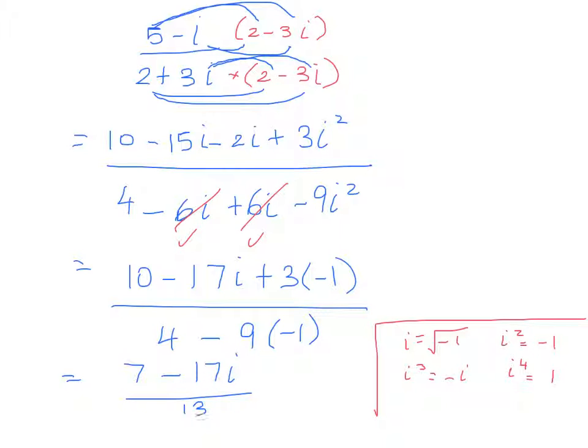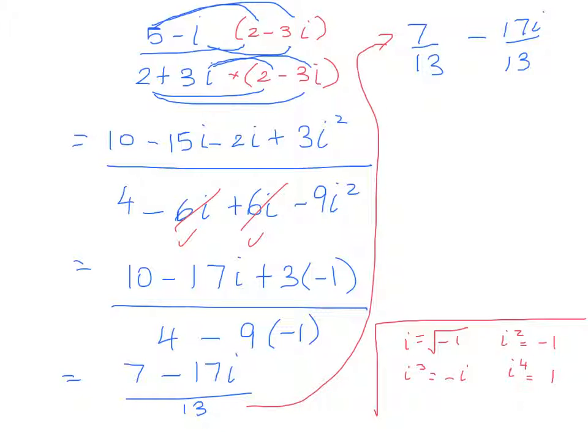So now we are really close. We don't have any i's in the bottom at all anymore, so everything is over 13. I'm going to bring this up here so we can finish the question. We have 7 divided by 13, minus 17i, which is also divided by 13. Now we have our real part and our imaginary part, and we're done. This is our answer.